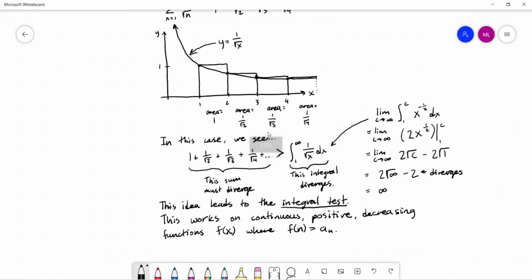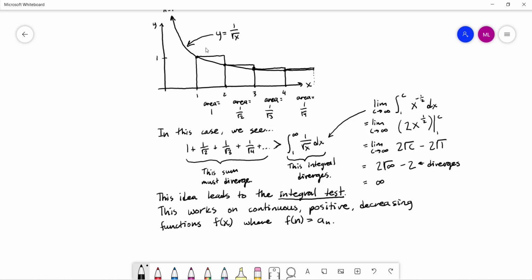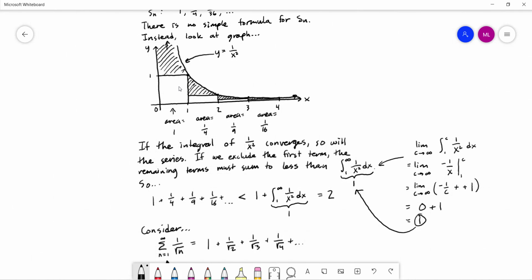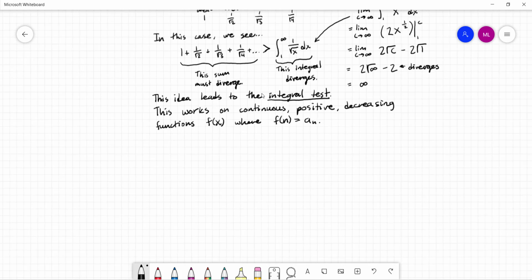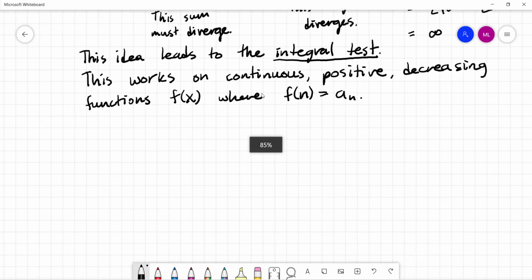So hopefully that makes some sense, but again, you've got to do it the correct way. If you're wanting to prove divergence, you need to make sure that your rectangles are larger than the integral that's diverging. If you want to prove convergence, you need to make sure that your rectangles are smaller than the area of the integral that is converging. So you've got to make sure you squeeze it on the correct side. But all of this leads us to a really important finding.